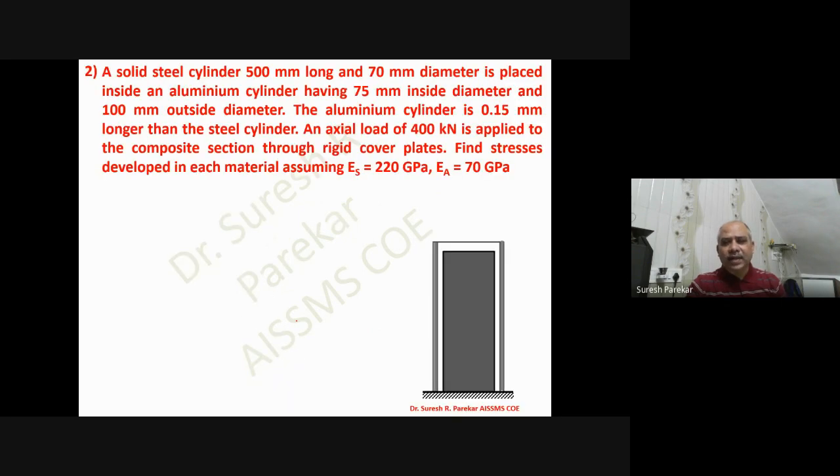Then we have another problem, which we will solve in the same fashion. The change here is that a solid cylinder, 500 long and 70 diameter, is placed, and the outside aluminum cylinder is 0.15 longer. So we have aluminum, which is longer than the internal rod.